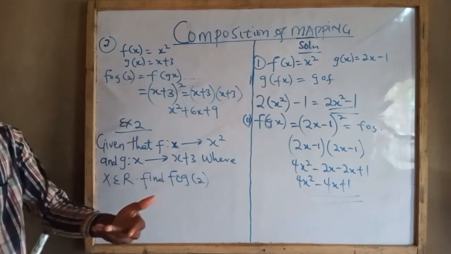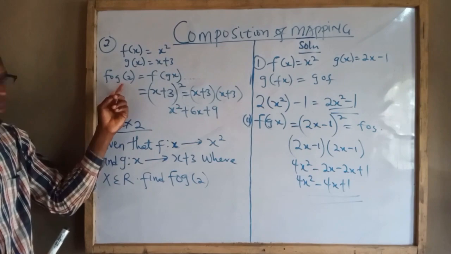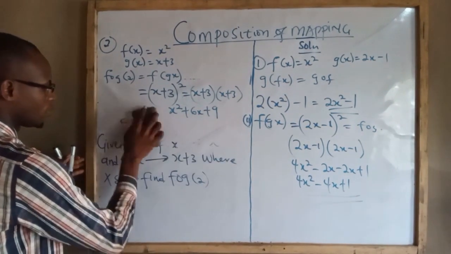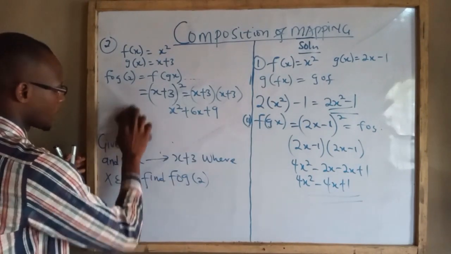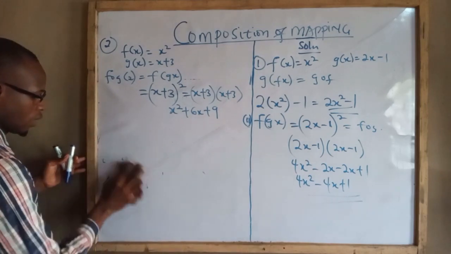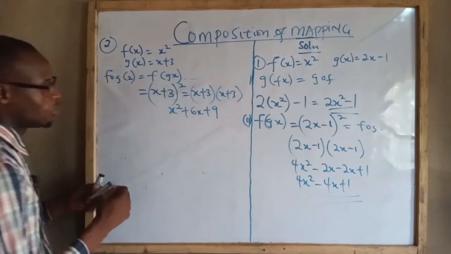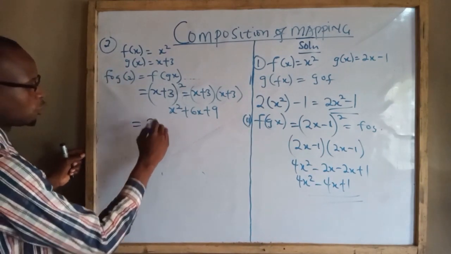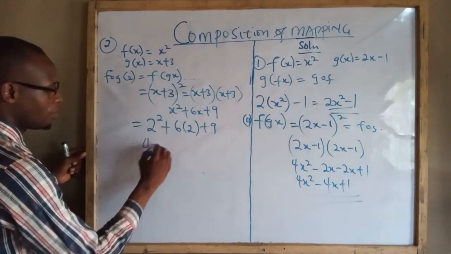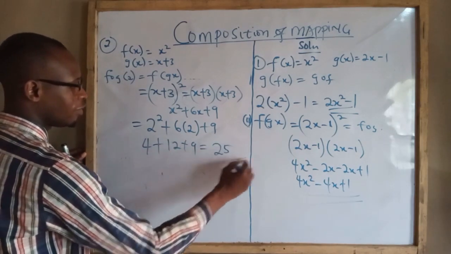But we are not done with this question here because the question says we should find fog of 2. We only found fog, that is f of g(x). So that means you are going to replace the value of x with 2. Anywhere we see x here, now we put 2. Like I said, from the given function, you're told that the value of x is 2. So when you place 2 here, you have 2 squared plus 6 times 2 plus 9. This gives you 4 plus 12 plus 9, which will give you 25.